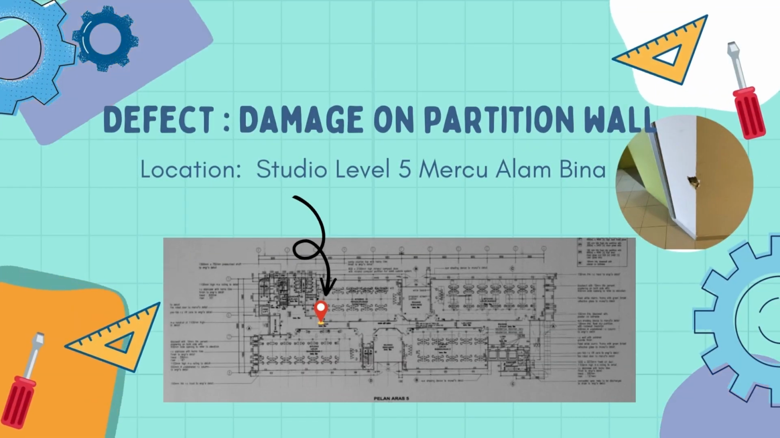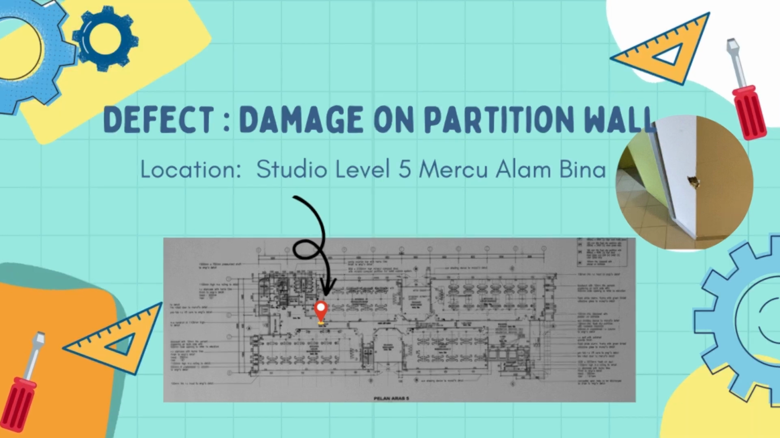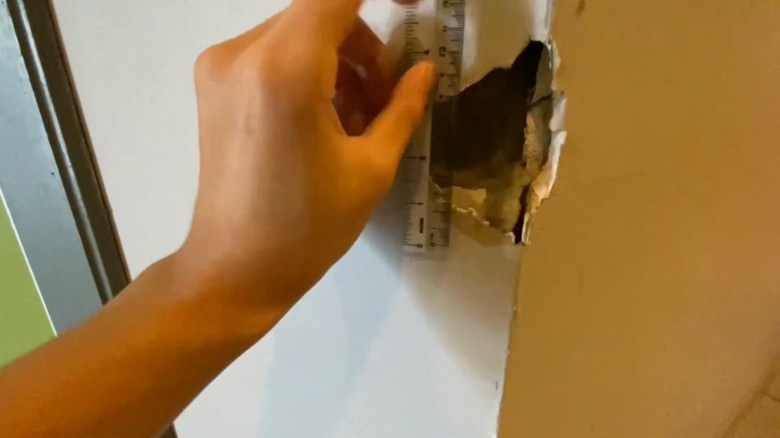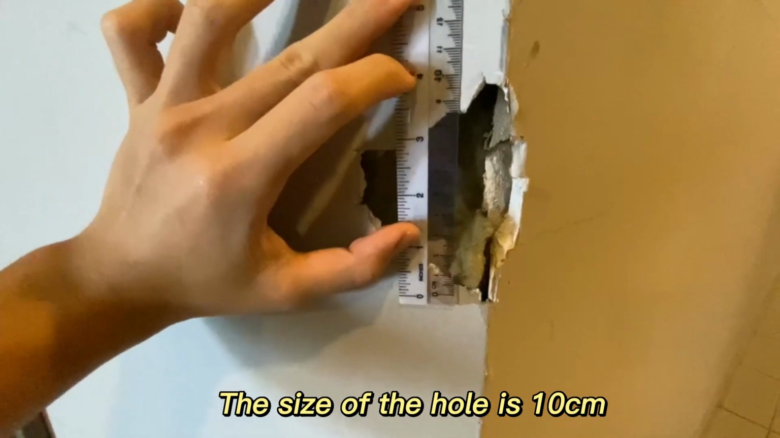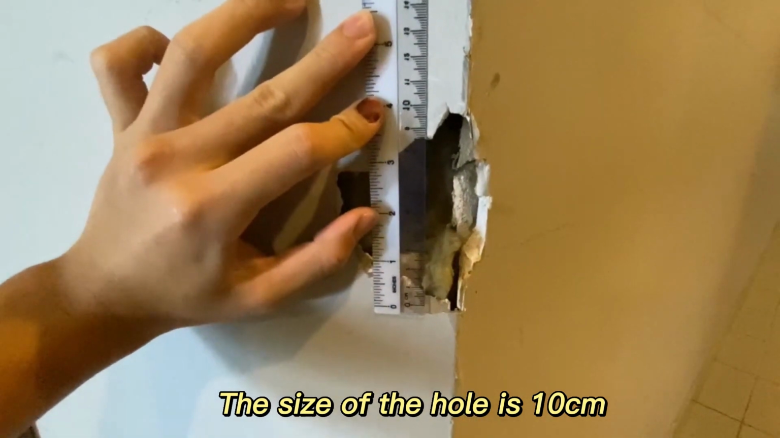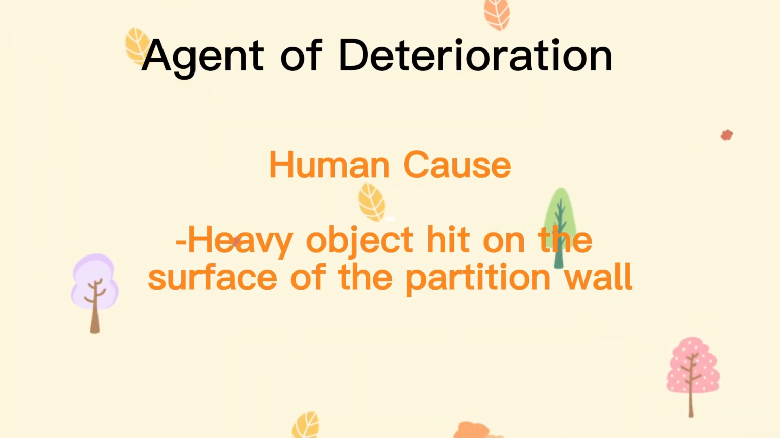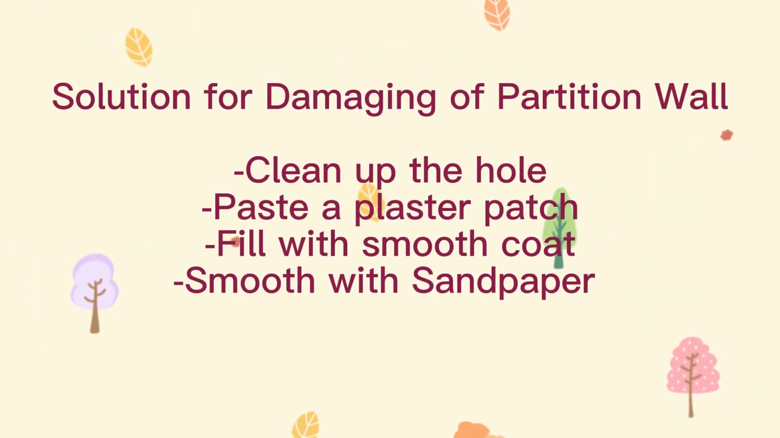For the second defect, which is damage on a partition wall, it is located at Level 5 Studio Mercu Alam Bina. I am using the ruler as a tool to measure the size of the hole, which is 10 cm. The agent of deterioration is human caused, which is a heavy object hitting the surface of the partition wall and causing a hole to form.